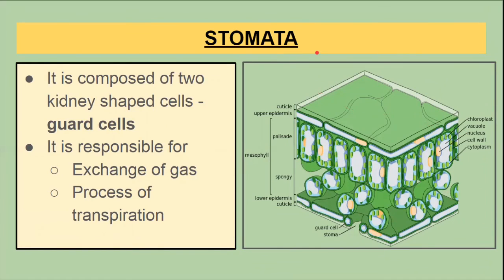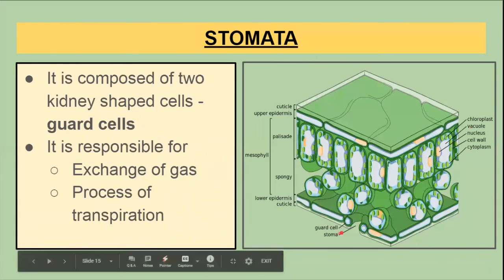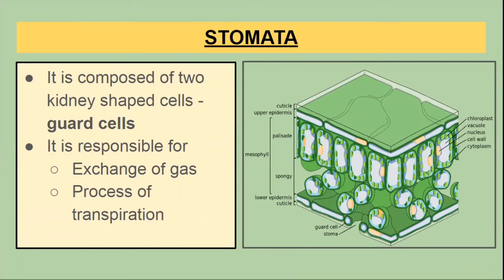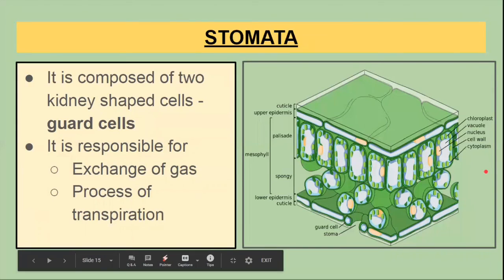Stomata is composed of two kidney-shaped cells. This is the stomata. And these kidney-shaped cells, they are called guard cells. Stomata is responsible for exchange of gases and the process of transpiration, that is loss of water.